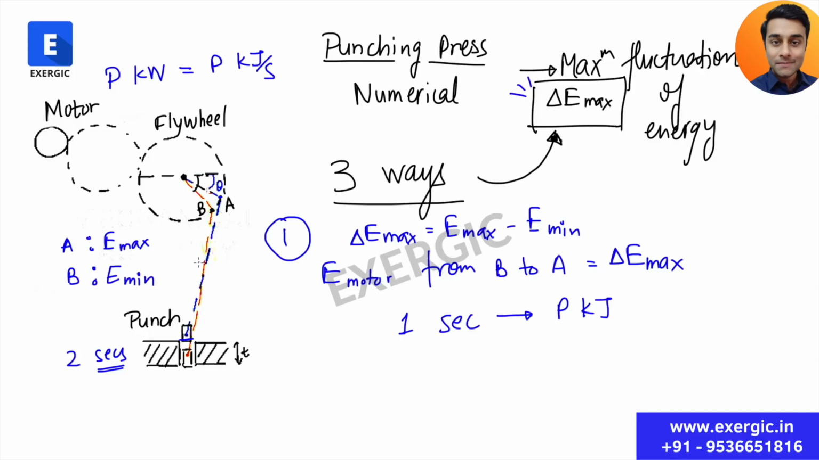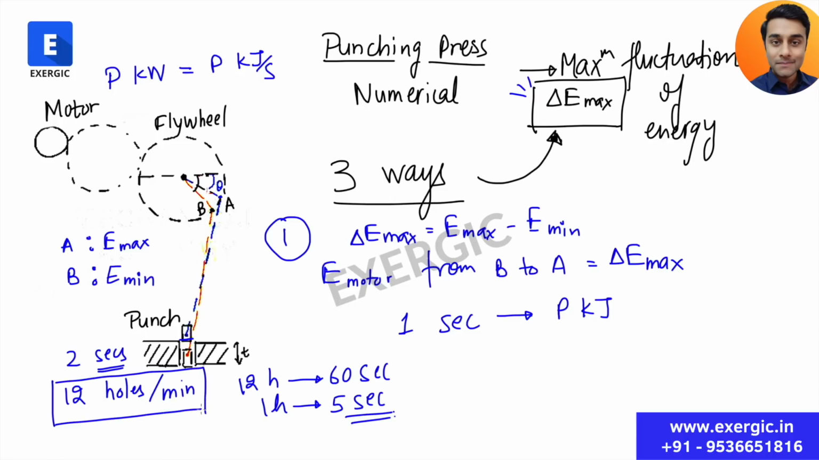And suppose the question also gave you that the number of holes it is creating per minute is 12. This punching operation is creating 12 holes in 1 minute. Means 12 holes in 60 seconds. Means one hole in 60 by 12, or 5 seconds. So in 5 seconds, it is creating one hole. That data can be calculated if you know the number of holes being created per minute. Again, as I told you, many types of questions are possible. The question may give you this, and it is given in many of such questions.